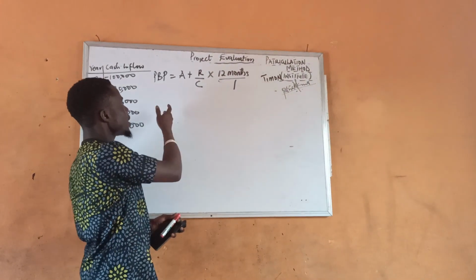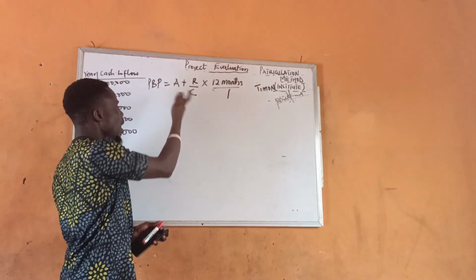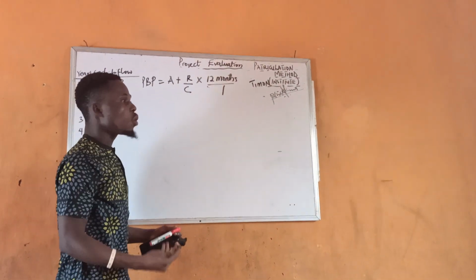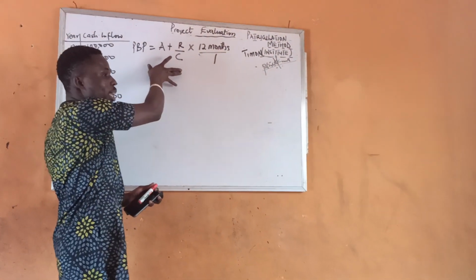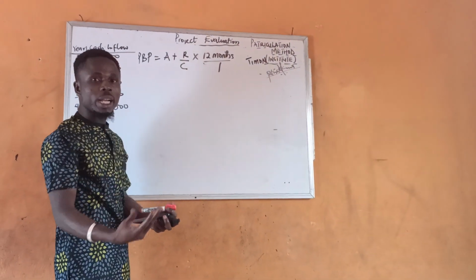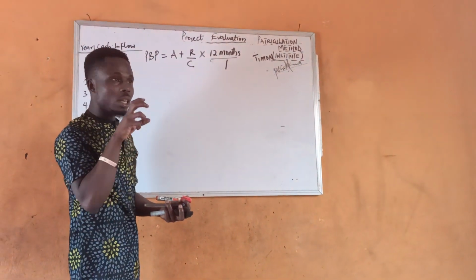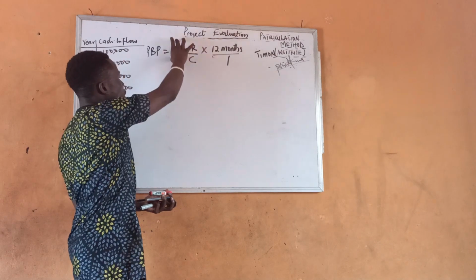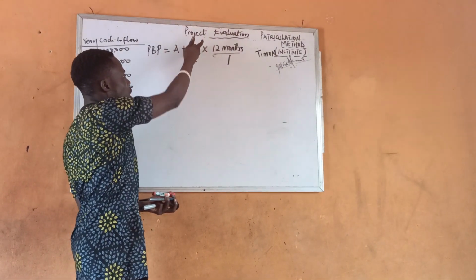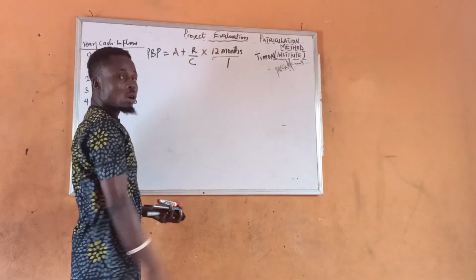Now, this is PBP, the payback period. Once you know the number of years it will take this particular project to recover the money we invested on it. Now, the formula says A plus R over C multiplied by 12 months.